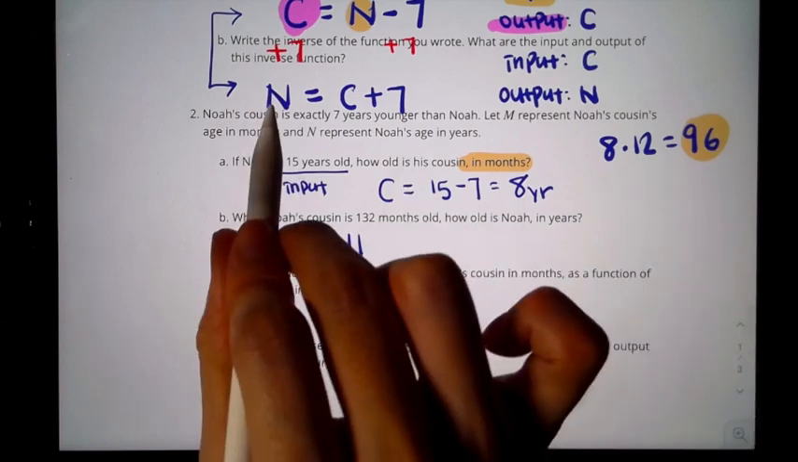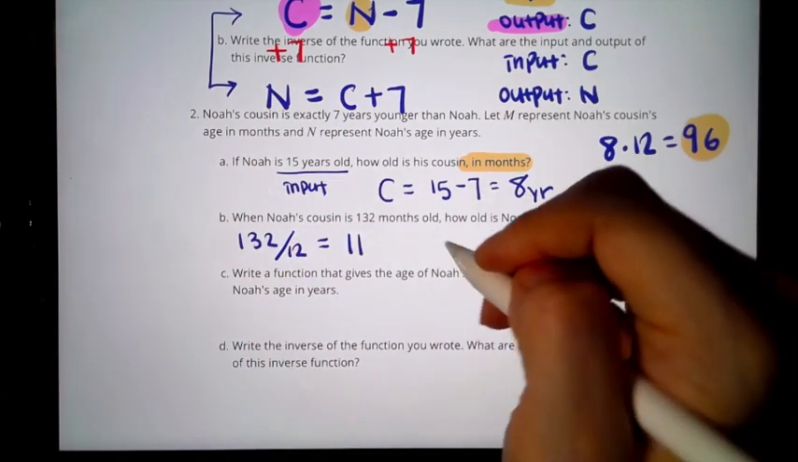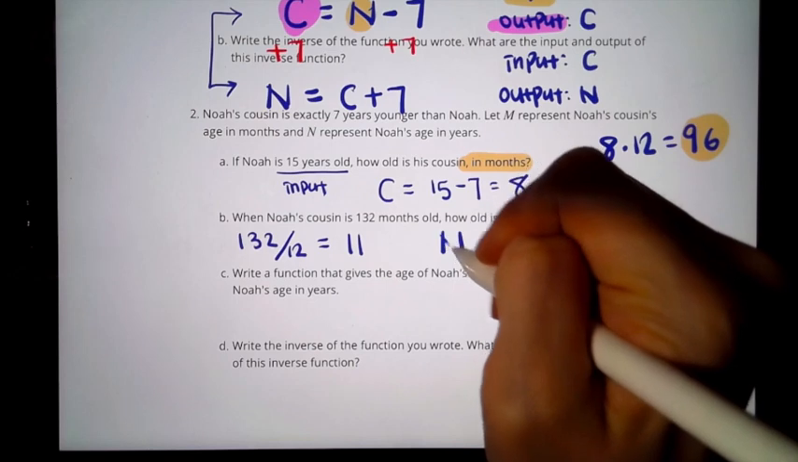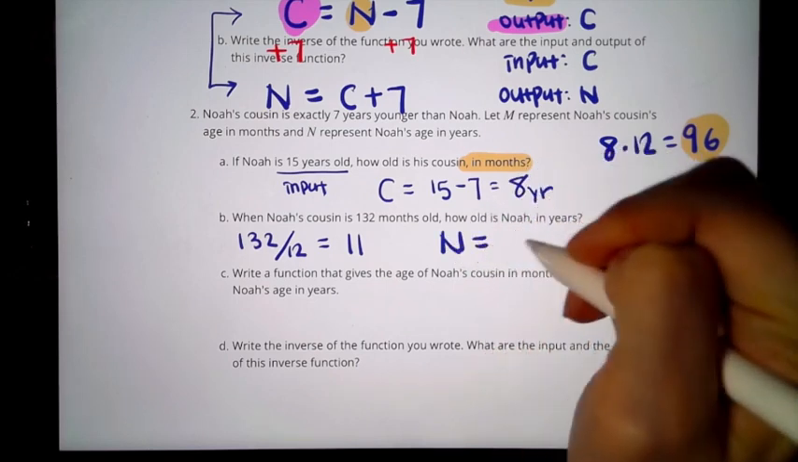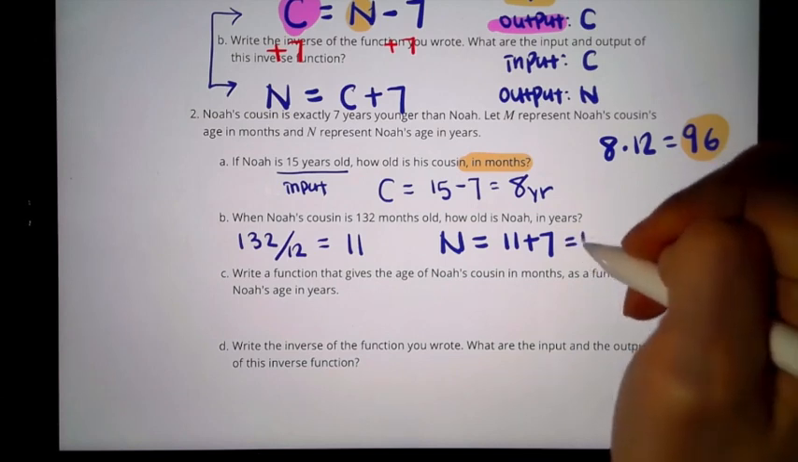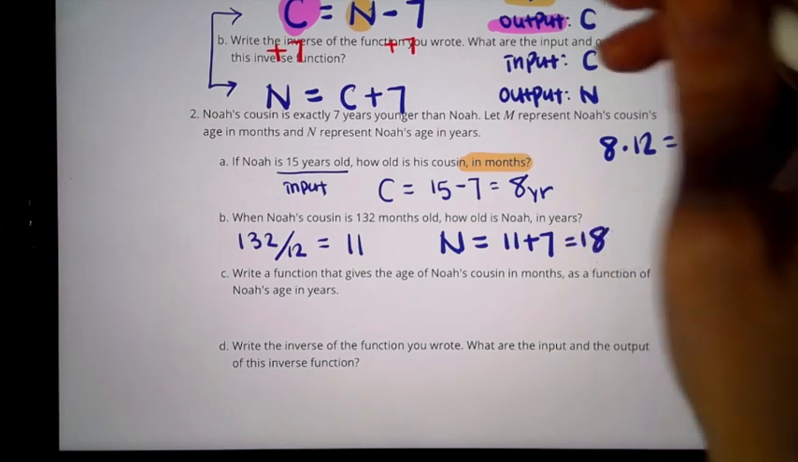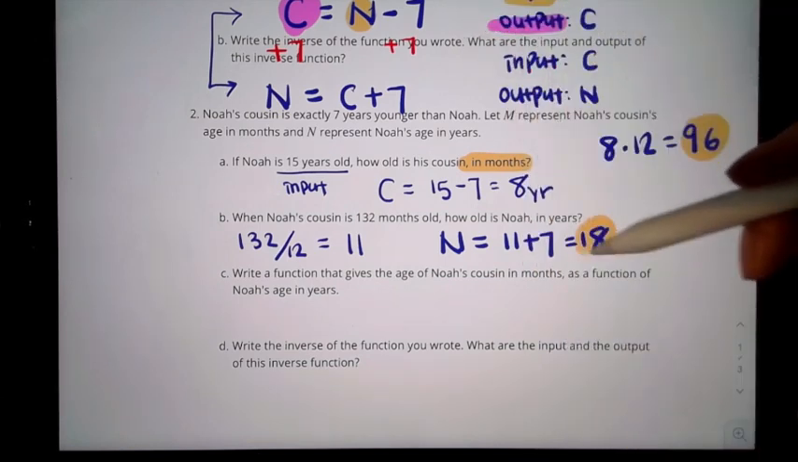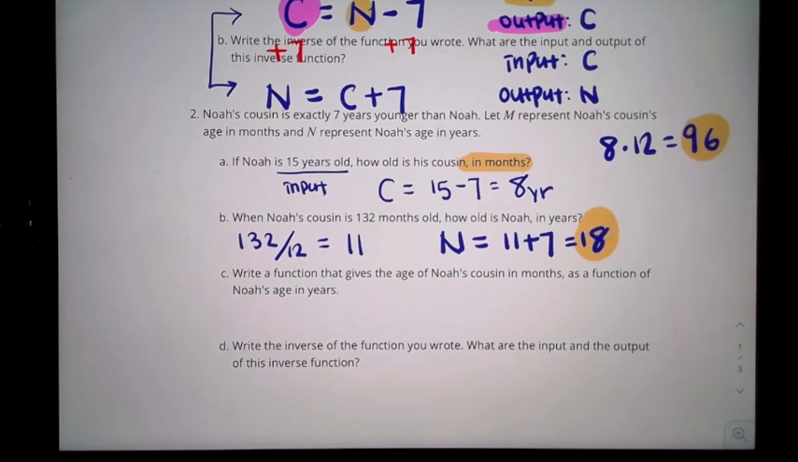Then to get Noah's age, we put 11 in for the cousin. This time I'm going to use the second function. Noah's age, 11 plus 7. So that is 18, right? If the cousin's 132 months old, then Noah will be 18 years old.